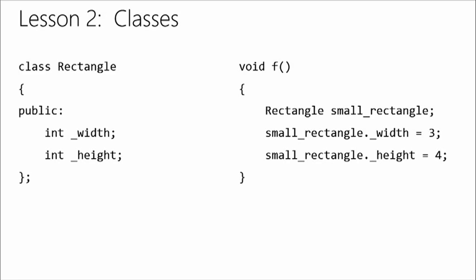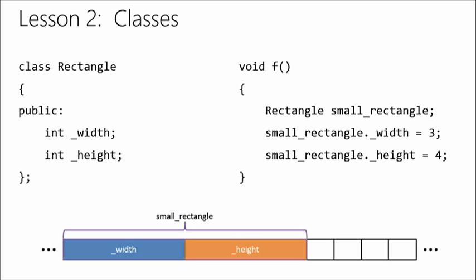So if we want to use this rectangle, we can use it much like we did our two variables. We would declare a single local variable of type rectangle, and then we can access its members using the dot operator. This dot operator says, take this object and access this member of it. So we assign the width to be 3 and the height to be 4. So what does this look like in memory? Well, it looks a lot like we would expect.